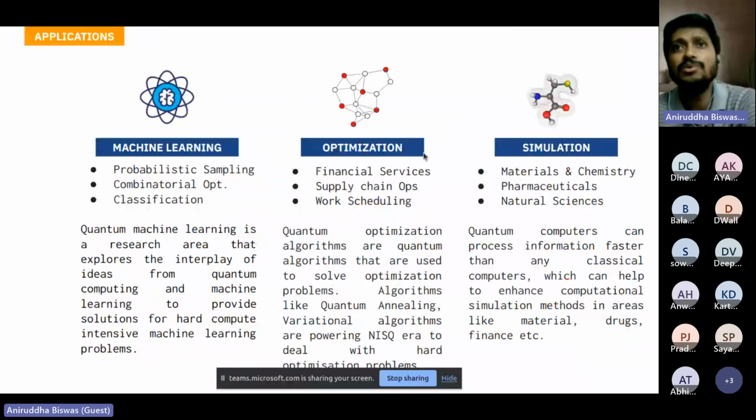Now there are two ways to simulate it. Till now, there are a lot of methods like density functional theory or many computational ways of doing it. But those are on the classical computer. You are mimicking the quantum behavior on a classical computer. Now, these things can be speeded up using quantum computing. So these are called quantum simulation.